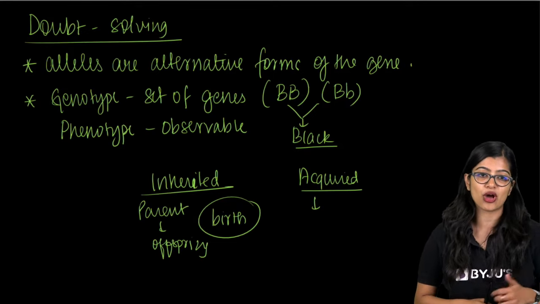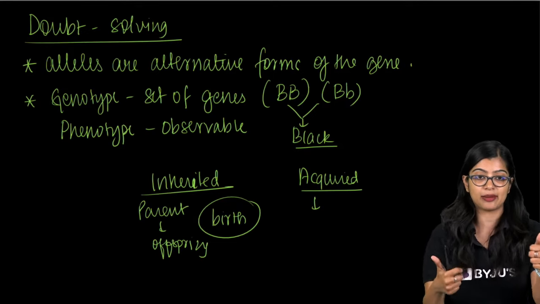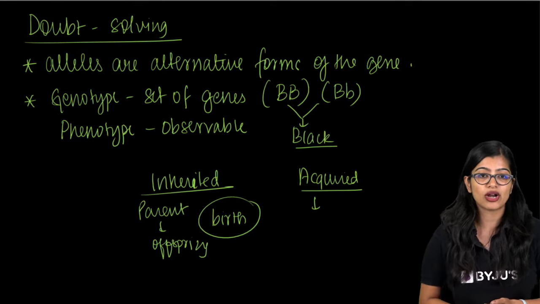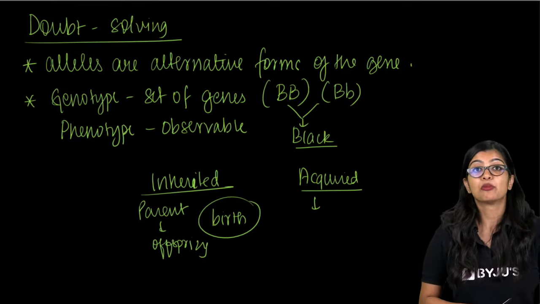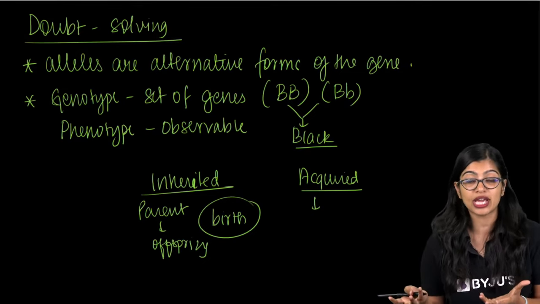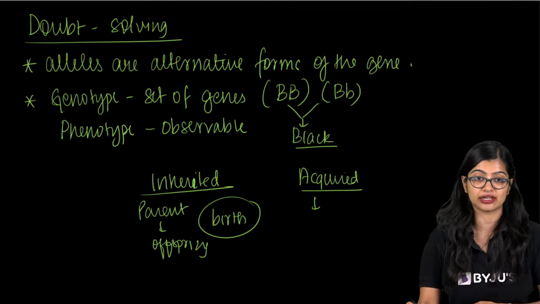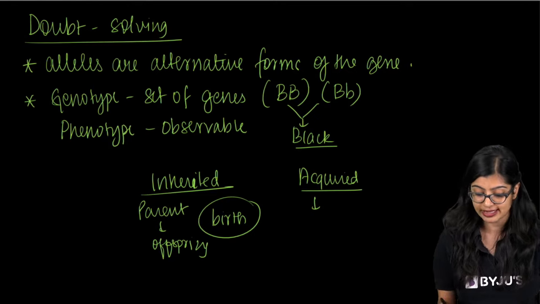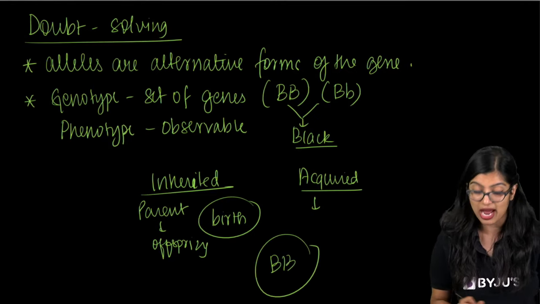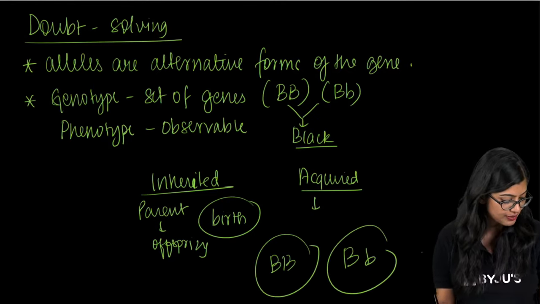Monohybrid, single character; dihybrid, double character, right? What is the difference between filial and progeny? Progeny is nothing but the offspring, okay? But which generation does it belong to? 1, 2, 3, that is what we say as filial generation. How to identify homozygous, heterozygous? If it is a similar one, it is homozygous. If it is dissimilar, it is heterozygous, right?